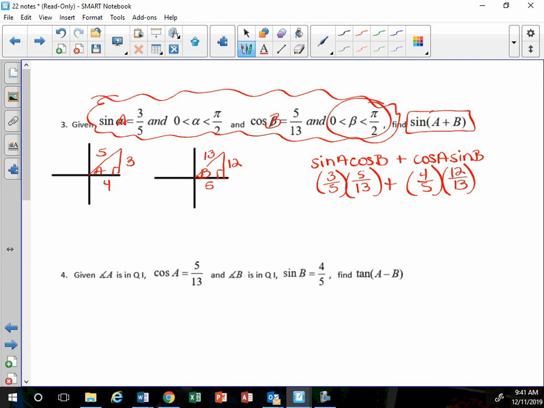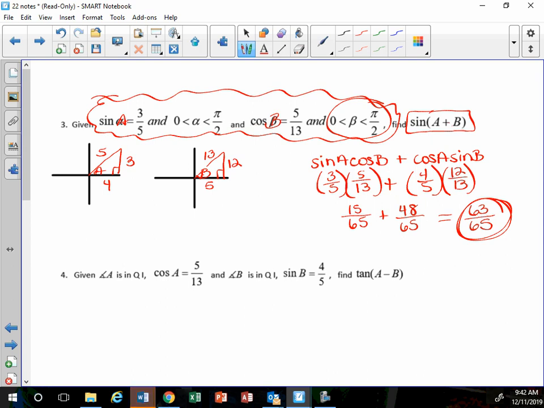So if I multiply 3/5 times 5/13, what's 3 times 5? What's 5 times 13? 65, okay. Then what's 4 times 12? 48, and 5 times 13? 65. They have a common denominator, right? They always will unless you've messed something up, okay? So just add your numerators. What is 15 plus 48? 63 over 65. Okay, lovely answer. The sine of A plus B.